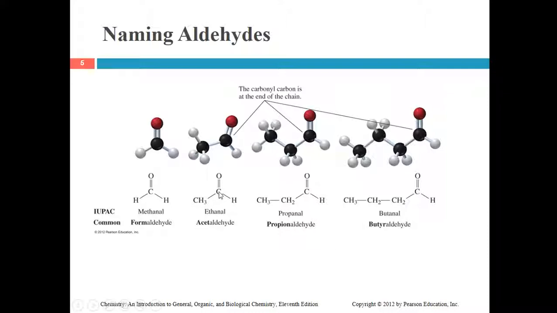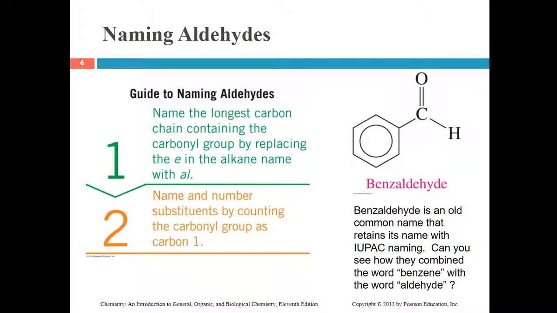So here is a 2-carbon aldehyde. We know it's an aldehyde because we have a hydrogen attached to the carbonyl group. So it's 2 carbons, so it is ethanal. We have 3 carbons in this aldehyde, so propanal. We have 4 carbons in this aldehyde because the carbonyl group has a hydrogen attached to it, butanal. So in naming aldehydes, you name the longest carbon chain containing the carbonyl group by replacing the E in the alkane name with al. Then you name and number the substituents by counting the carbonyl group as carbon 1.